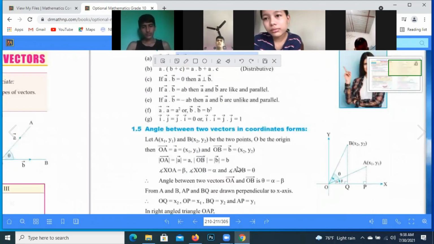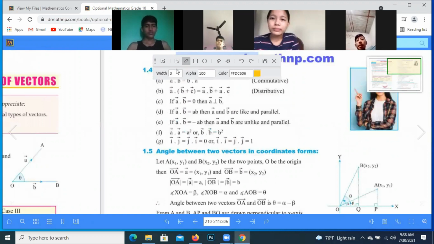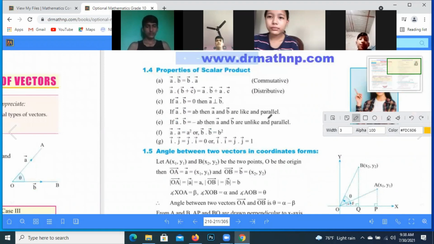Properties of scalar product. In scalar product, a vector dot b vector is b vector dot a vector. It follows the commutative property. I mean to say, if you find a vector dot b vector or you find b vector dot a vector, both mean the same, you don't need to worry. I vector dot j vector also means j vector dot i vector, both values equal, right?